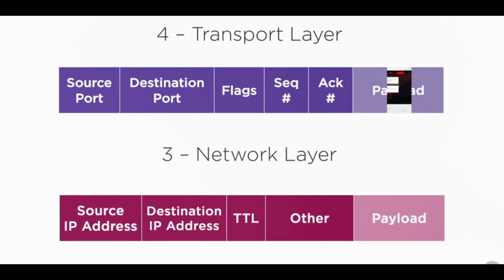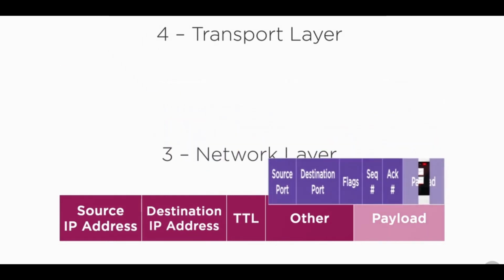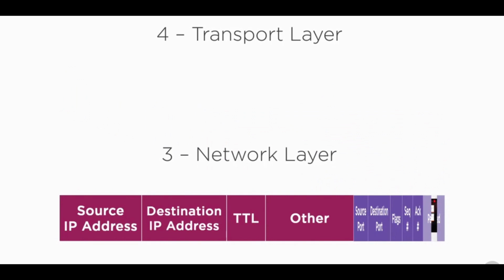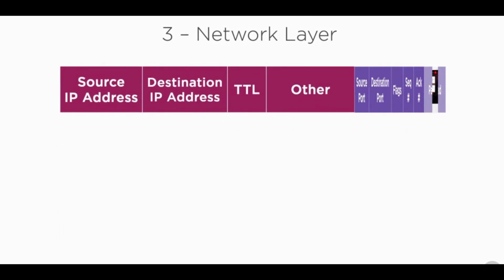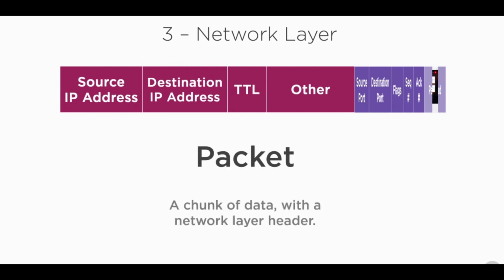Now at the network layer, what we're going to do is create a network layer header and have a payload section, and we're going to take our segment and put it into the payload section, much in the same way that we took the chunk of the website and put it into the payload area of our segment. So now we have a network layer chunk of data, which we call a packet, which is nothing more than a chunk of data with a network layer header attached. In this case, we have an IP header.